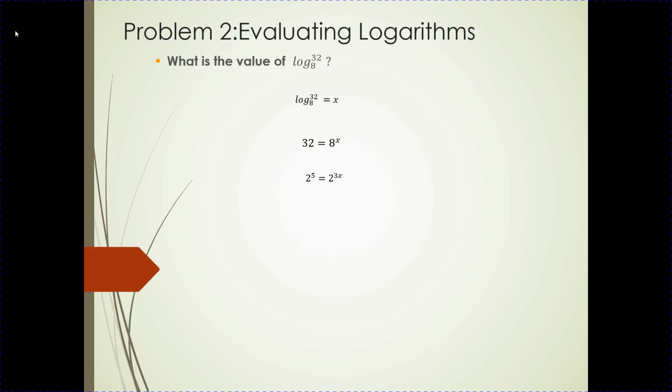Since the two bases are equal, then the exponents will also be equal. Therefore, we get 5 is equal to 3x, which is a linear equation. Then solve for x by dividing each side by 3. Therefore, the value of x will be 5 over 3. This is one way that we evaluate a logarithmic expression. Now let's go to problem 3. Problem 3 is about using a logarithmic scale.